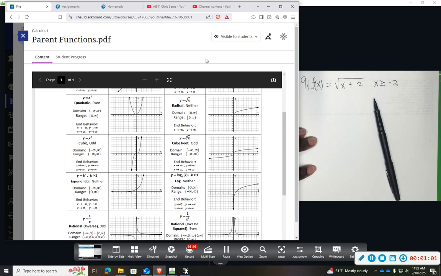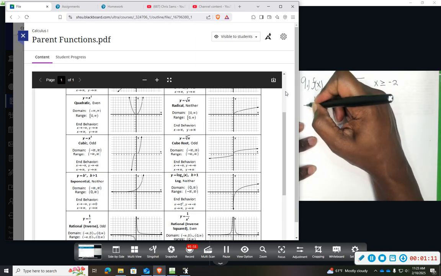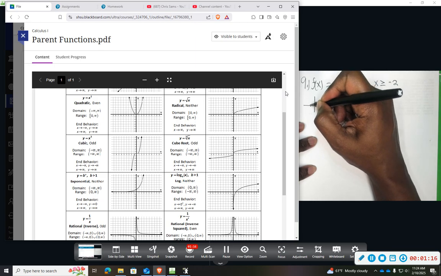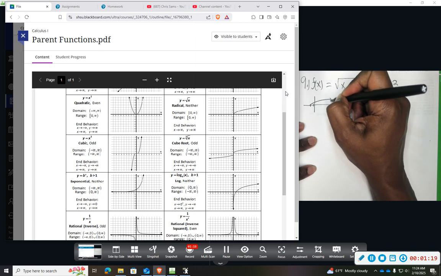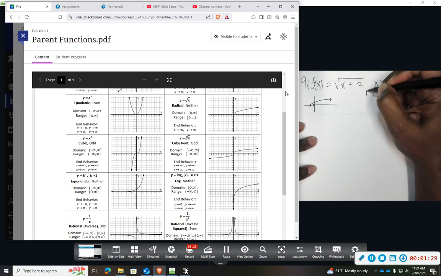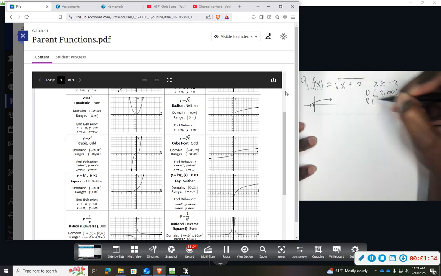Now, with our function, this plus 2, when you think about transformation, it shifts the graph left 2 units. So if we were to graph this function, it would get shifted over 1, 2, and it would have that same general shape curving here. So that is why our domain is going from negative 2 instead of 0 to infinity. Okay, so this is our domain. The range, however, remains intact. Range is still starting at 0 and going to infinity.